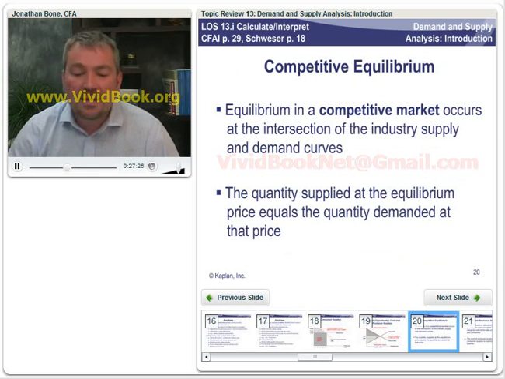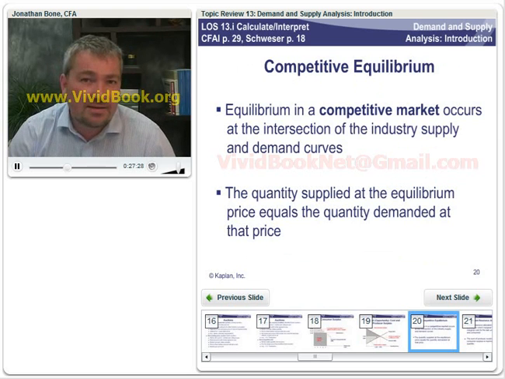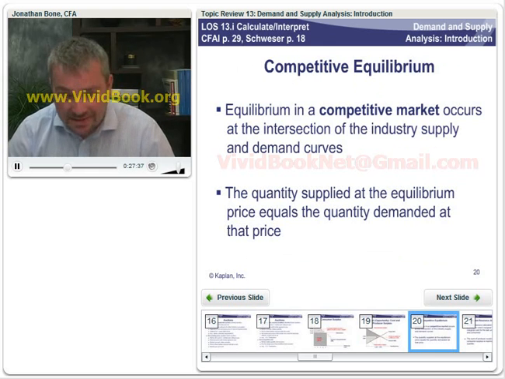Now we know that equilibrium in a competitive marketplace is where supply equals demand. And of course, we know that the quantity supplied equals the quantity demanded. That is why we are in equilibrium. There's no upward force. Remember, if demand outstrips supply, prices rise. And of course, there's no downward force if supply outstrips demand.